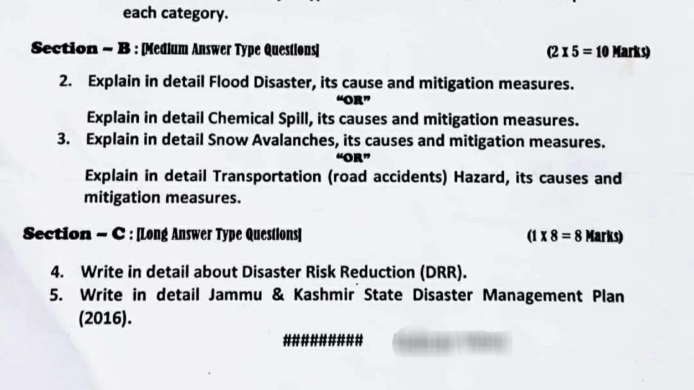Section C, long answer type questions, 1 into 8 is equal to 8 marks. Question number 4, write in detail about disaster risk reduction, DRR. Question number 5, write in detail Jammu and Kashmir State Disaster Management Plan 2016. This was all regarding the previous year paper of BG third semester disaster management.